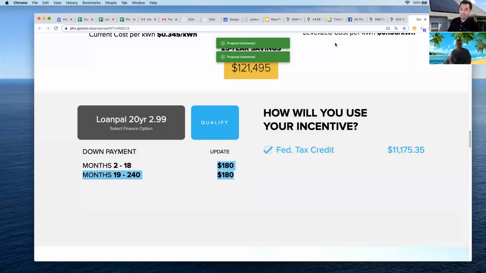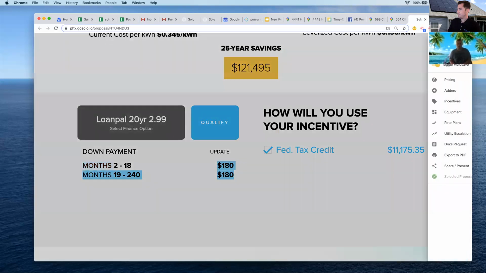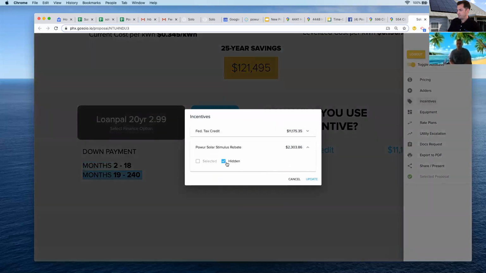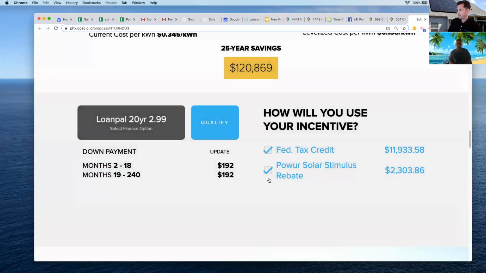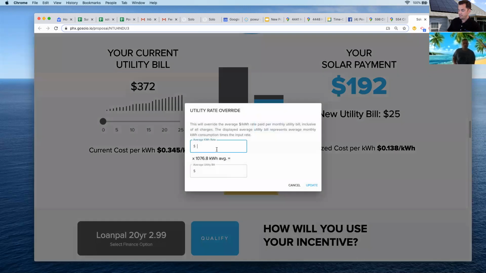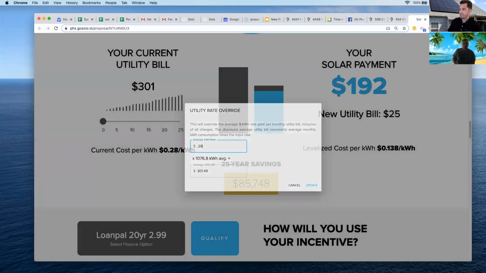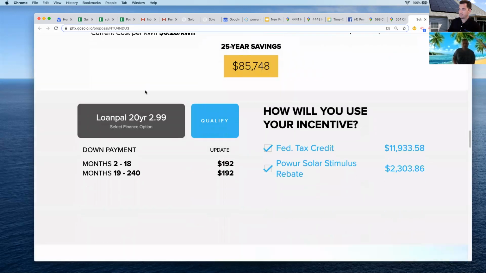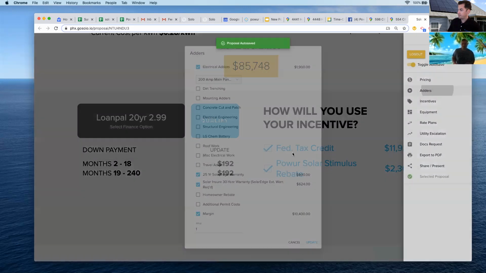$180 a month for everything we just added. 30-year insurance, MPU, 13,000 kilowatt hours. For some reason, the 12-month stimulus did not show up. There you go, $192. PG&E, guys, come on, $372. This probably is a little bit high. They're probably more like around 28 cents. $300 or $192. Kind of a no-brainer.